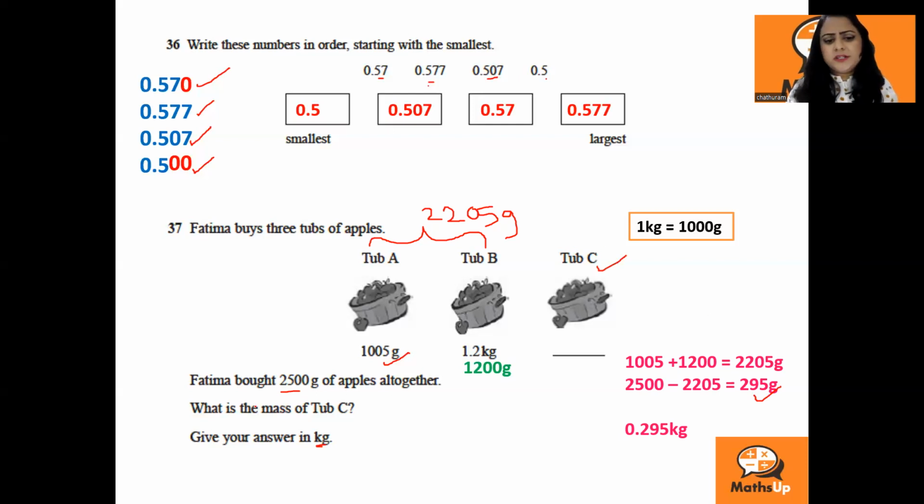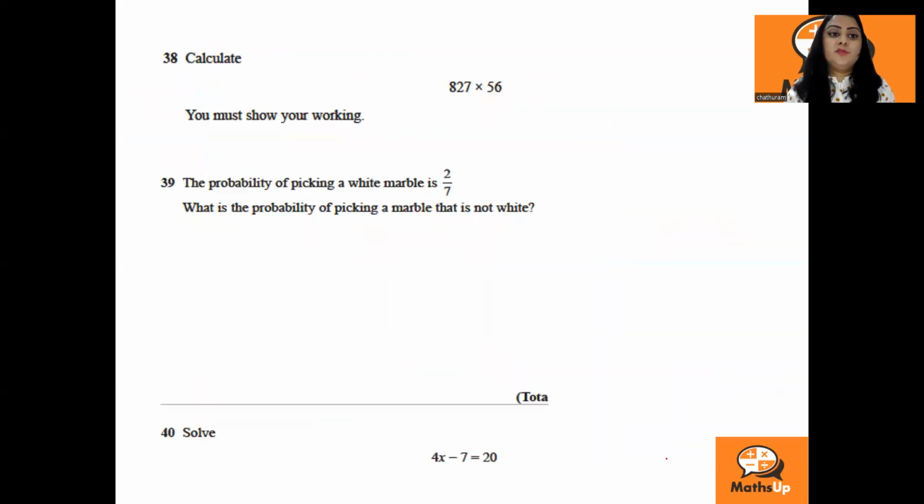But you have to present the answer in kilograms. So therefore, divide this answer by 1,000. So in kilograms, you get the answer 0.295. Move to the next question.